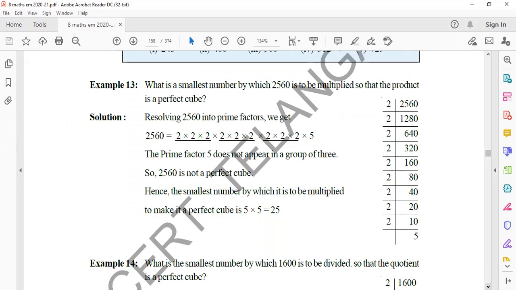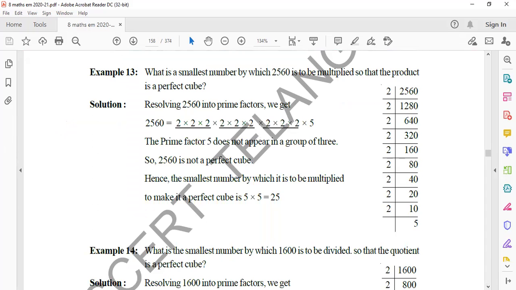question number 13. The question is what? It is one of the interesting questions, no? Please try to concentrate on that. What is the smallest number by which 2560 should be multiplied so that the product appears as a cube? This is the same as how you make a perfect square by multiplication. As in the previous classes, this should be a perfect cube, but the smallest number should be multiplied. Multiplied means some number you multiply, it becomes a grouping of 3.